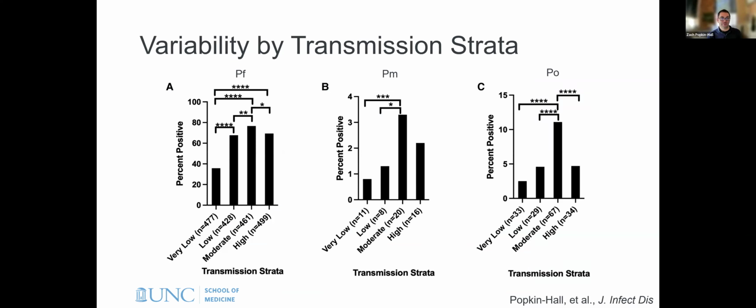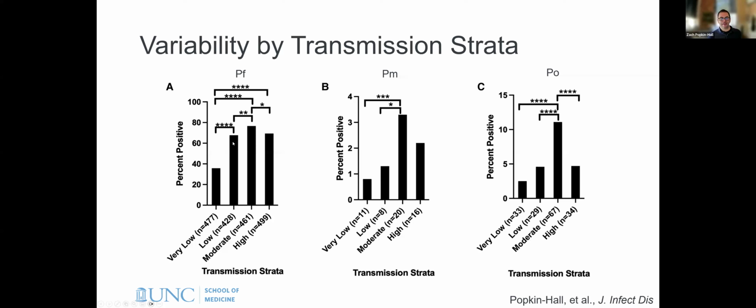So next, we wanted to do some statistical analysis looking at variability of our positivity rates by transmission strata. So like I mentioned, these transmission strata were determined in 2020, so not based on our 2021 data, so they wouldn't necessarily line up. On the left, with letter A, we're looking at PF, and just the positivity rates for the different transmission strata. So you'll notice actually that our moderate transmission strata has the highest positivity, and that is significant, and we do see significant differences between all of our strata.